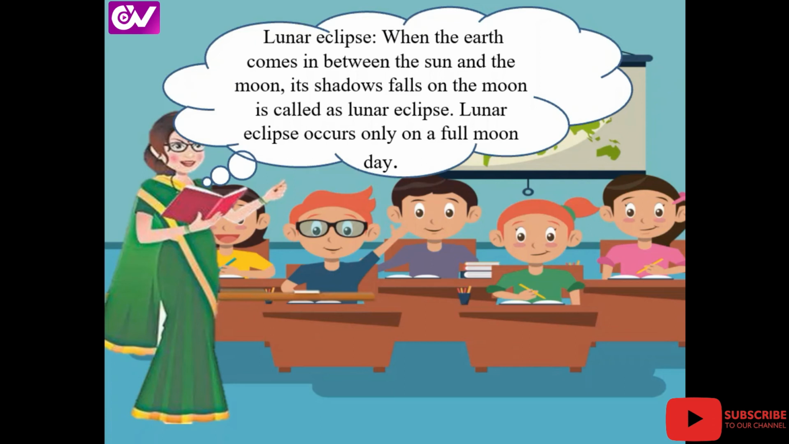So during lunar eclipse, what will happen? The earth comes between the sun and the moon. Then the shadow falls on the moon. Then we cannot see the moon. The moon will not be visible to us. This is called a lunar eclipse. Lunar eclipse occurs only on a full moon day. During that period, the moon will not be visible in the sky because the earth's shadow will hide the moon.